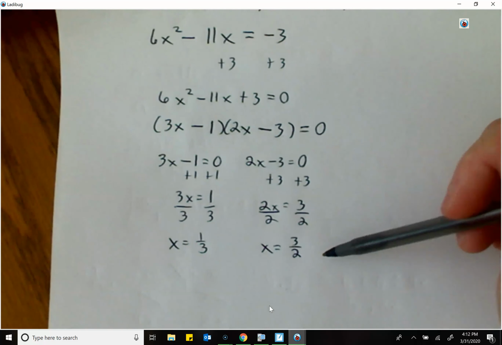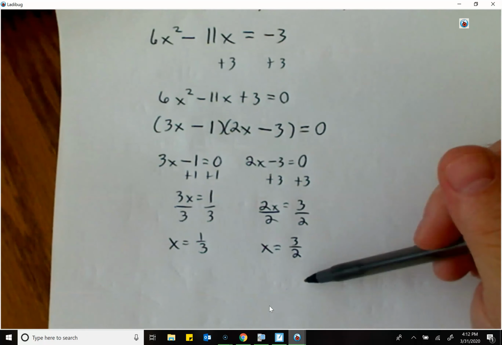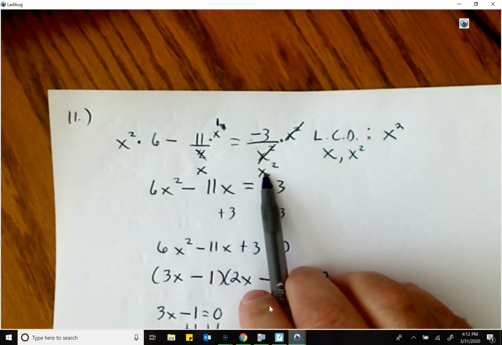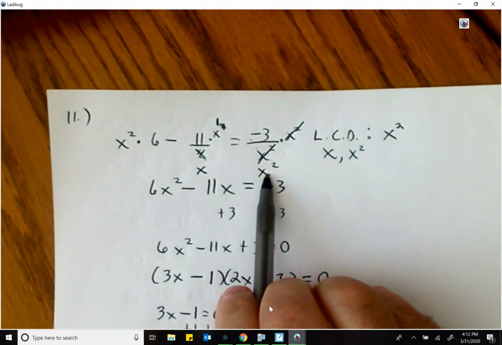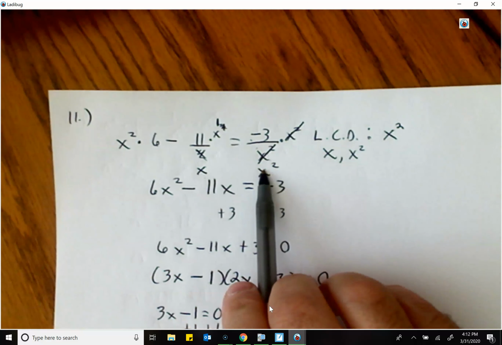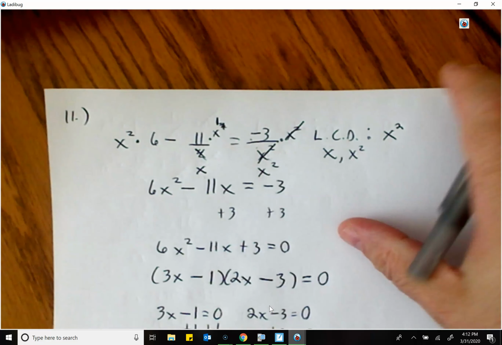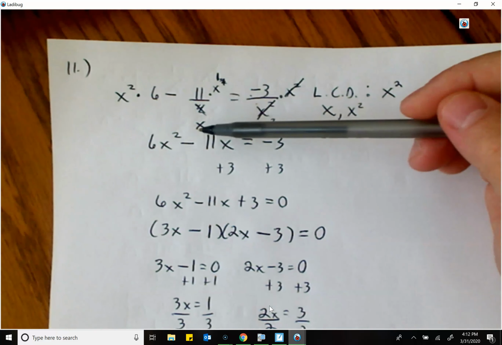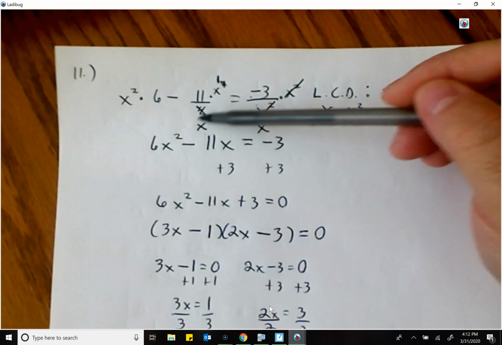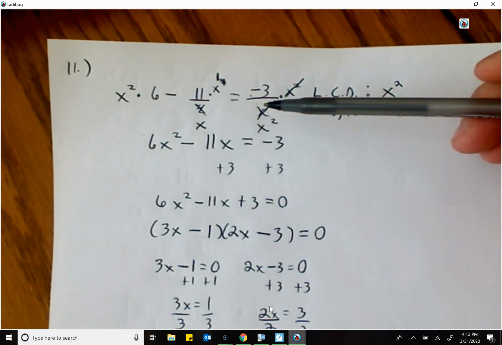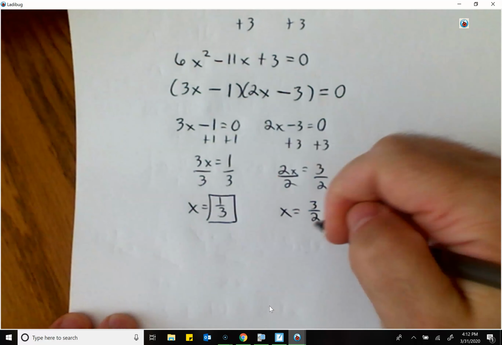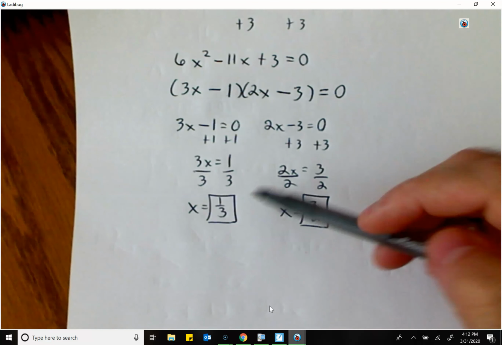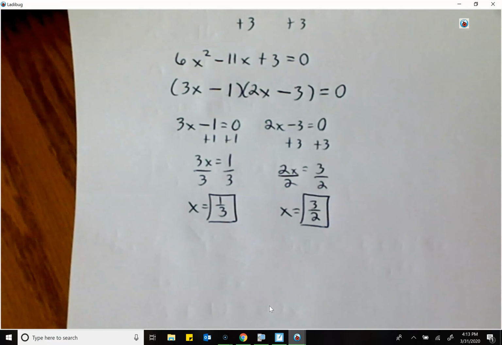So what we need to know is, does this create 0 in our denominators? Well, if we come back up here, these denominators were x and x squared. So if I plug 1/3 in here to both of these, this gives us 1/3. This gives us 1/9. That's definitely not 0. So 1/3 is a valid answer. And then if we plug in 3/2 here, so this is 3/2. This gives us 9/4. That's definitely not 0. So 3/2 is also a valid answer. So we have 2 for this one. 1/3, comma, 3/2. And there we go.